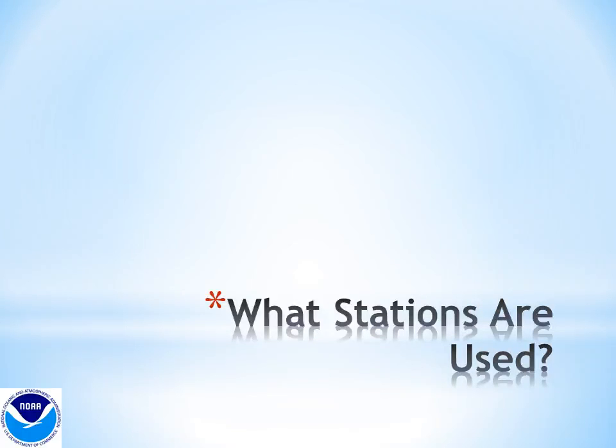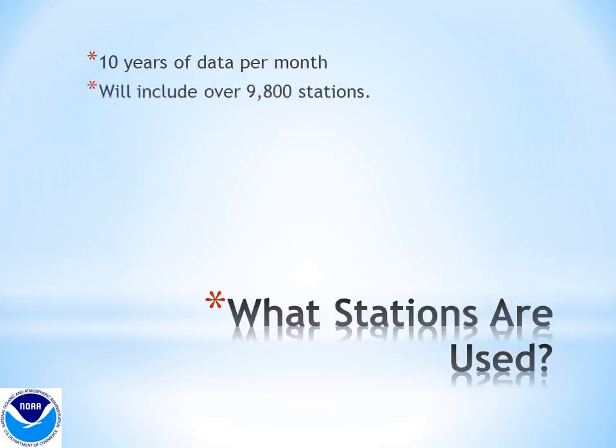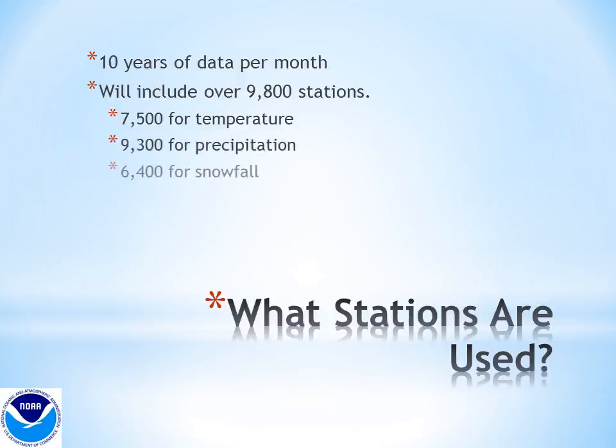Weather stations must have at least 10 years of data per month to obtain normals. The 1981 to 2010 climate normals will include normals for over 9,800 stations. Temperature-related normals are reported for 7,500 stations. Precipitation normals are provided for 9,300 stations. Snowfall normals are provided for 6,400 stations. And the snow depth normals are provided for 5,300 stations across the United States.